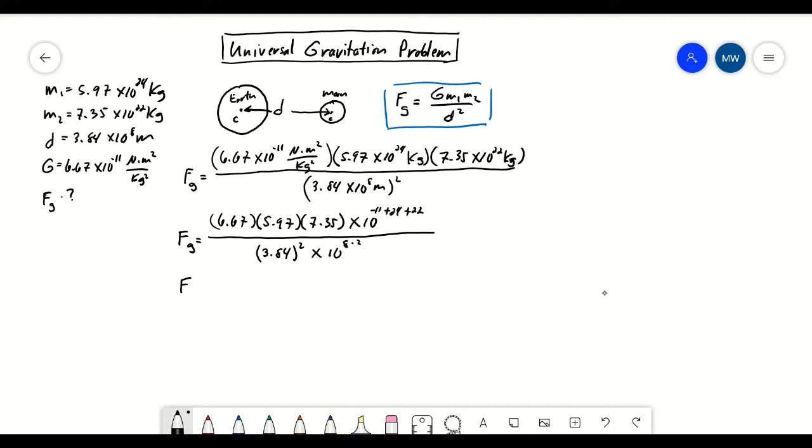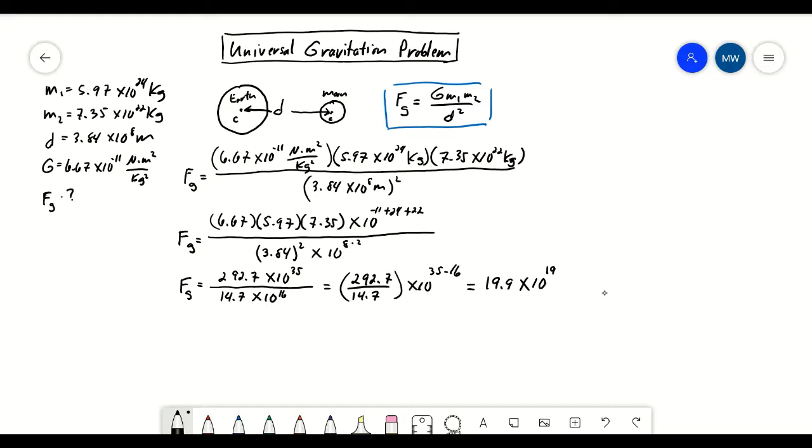Okay, so now Fg equals, when I multiply all those together, I get 292.7 times 10 to the 35 divided by, when I square that, 14.7 times 10 to the 16. And now I have a division problem. So 292.7, I have to divide it by the other base. Then I write my times 10, and because I'm dividing, I need to subtract my exponents. So this division will give me 19.9 times 10 to the 19.